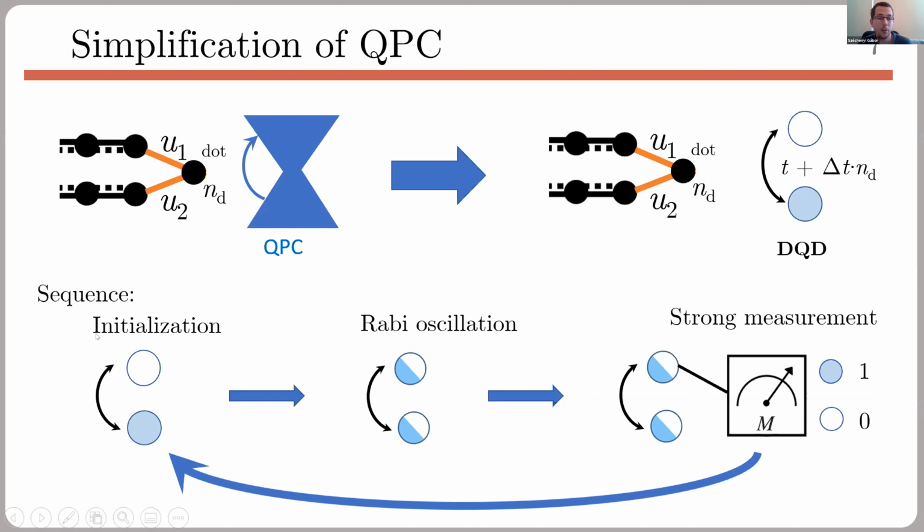First, we initialize one electron on the bottom quantum dot. After that, we wait a time which corresponds to a half Rabi cycle. So it's almost 50-50% that the electron is in the bottom or in the top quantum dot. Next step, we make a strong measurement. So we measure whether this electron is transferred or not, and we store this information, which is 0 or 1. And finally, we close the circle and go back to the initialization.